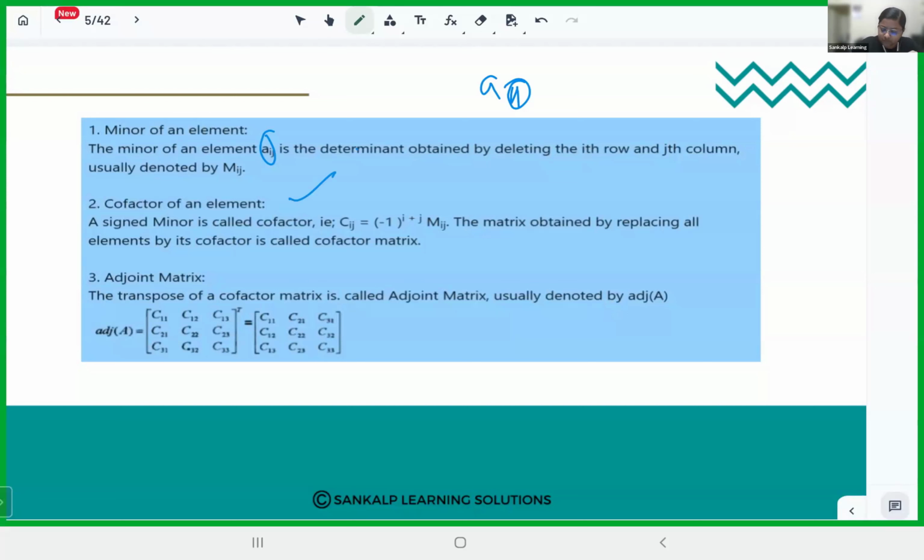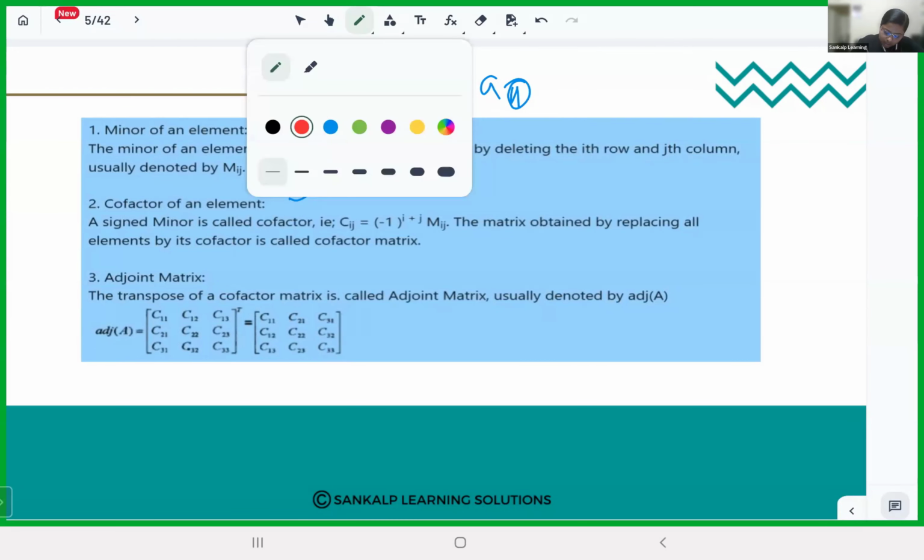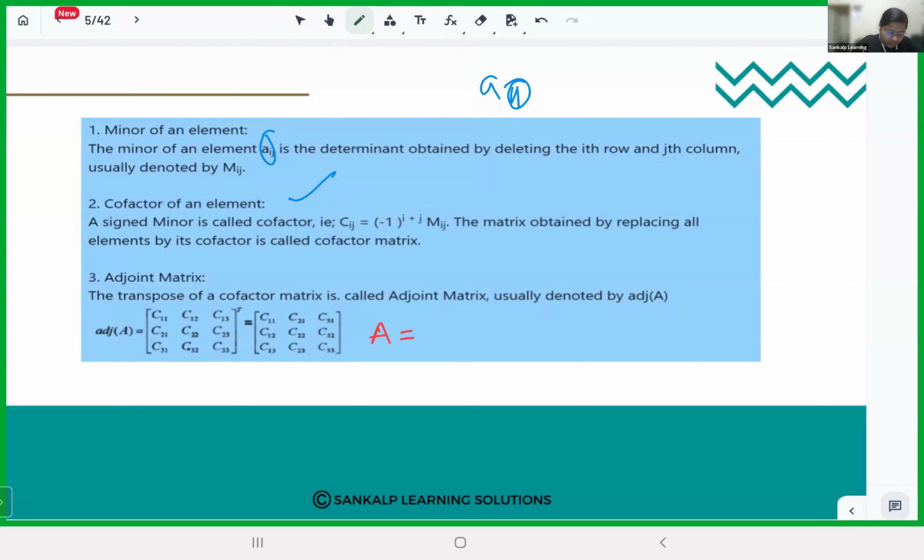For example, if you consider a matrix A equal to the matrix 2 6 3 1. This is a 2 by 2 matrix. You have to find out the minor of these elements. How will you find out the minor of the element? First, consider this one. It is the position 1, 1, right? An element in the first row, first column. So M11 is equal to the minor of that element.